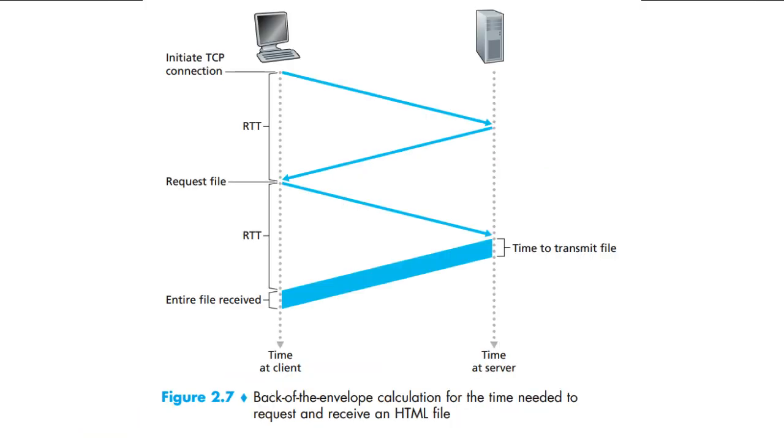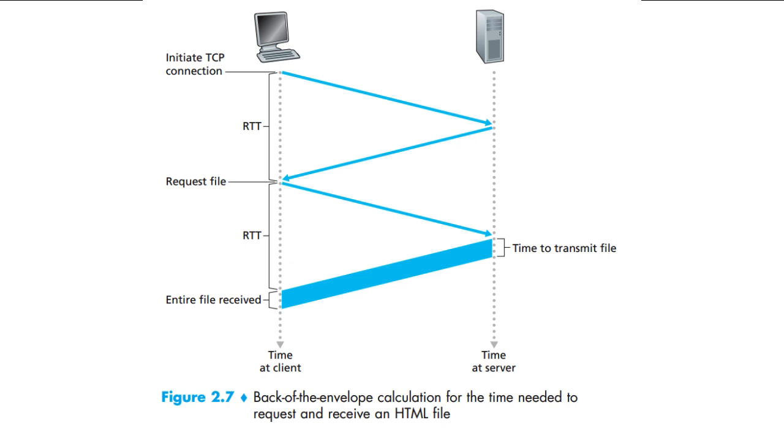Back of the envelope calculation for the time needed to request and receive an HTML file. Let's do a back of the envelope calculation to estimate the amount of time that elapses from when a client requests the base HTML file until the entire file is received by the client. So we'll define the round trip time, which is RTT, which is the time it takes for a small packet to travel from a client to server and then back to the client. The RTT includes packet propagation delays, packet queuing delays in intermediate routers and switches, and packet processing delays.